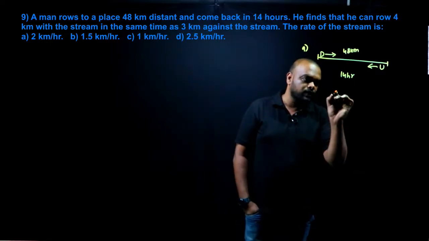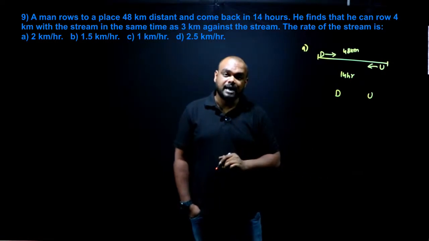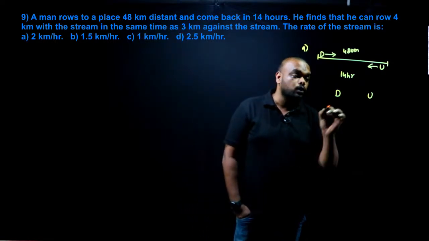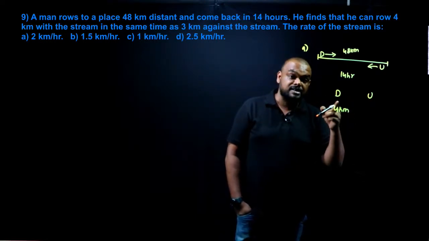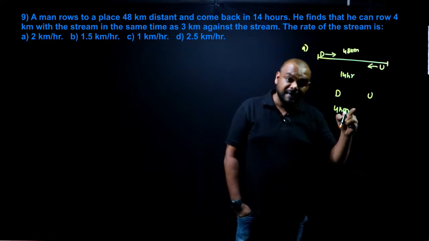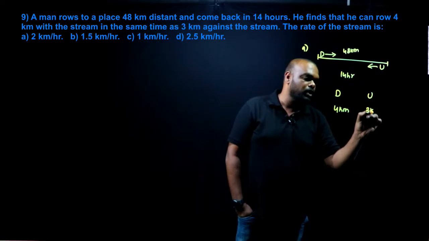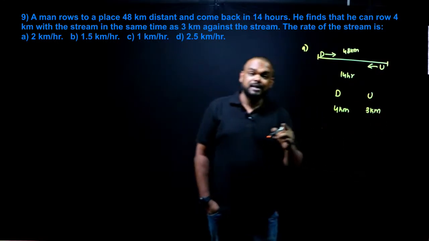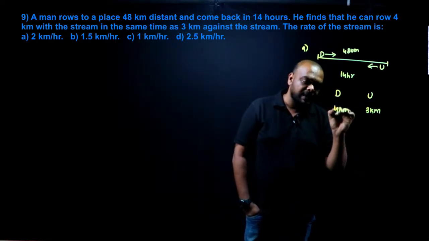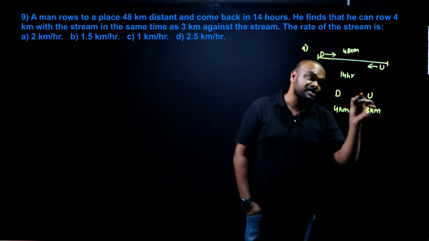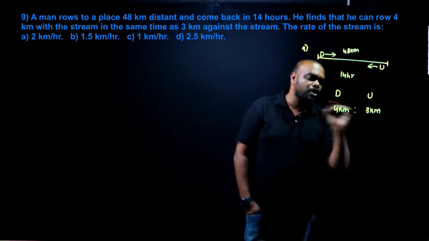Okay, observe this carefully. During downstream and upstream, he finds that he can row 4 kilometers with the stream, with the stream means downstream, in the same time as 3 kilometers against the stream, that is upstream. So this is the distance. In the same given amount of time, during the downstream he can travel 4 kilometers, whereas during the upstream he can travel 3 kilometers. So this is the ratio of distance.